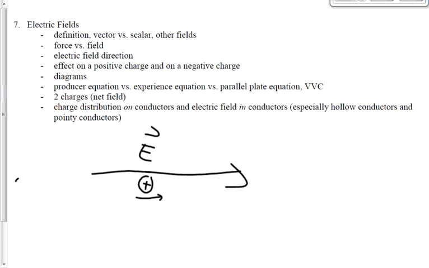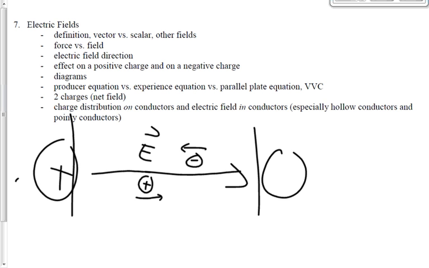What about a negative particle? It's going to go to the left, right? Opposite to the direction of the field, regardless of what caused it, regardless of whether it was parallel plates, or a big positive over here, or a big negative over here, or both a big positive and a big negative. It doesn't matter. If the field points to the right, positives go with it, negatives go against it.